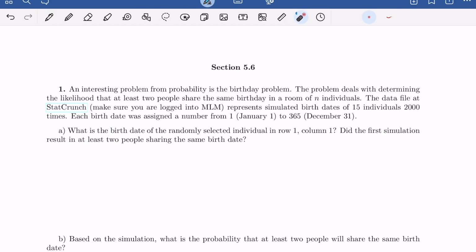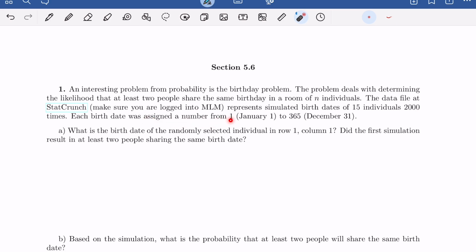All right, so in section 5.6, we're looking at simulating probability experiments. So that's exactly what we're going to do in this problem here. We're looking at a simulation of the birthday problem. So the problem deals with determining the likelihood that at least 2 people share the same birthday in a room of n individuals. So we have this data file here, and when you click on this link, make sure you are logged into MLM. But the data file represents simulated birth dates of 15 individuals, repeated 2,000 times.